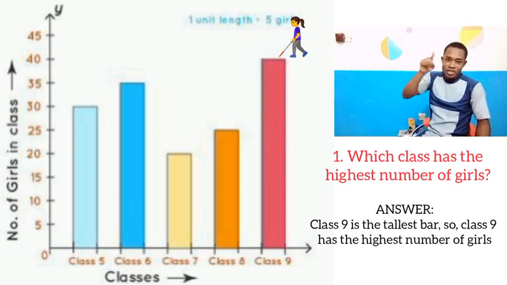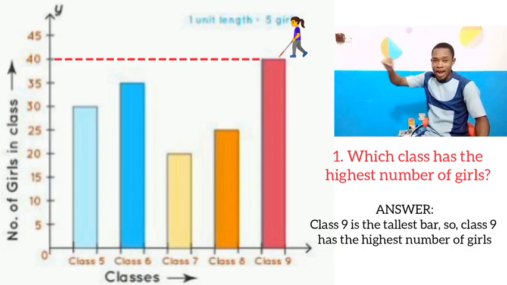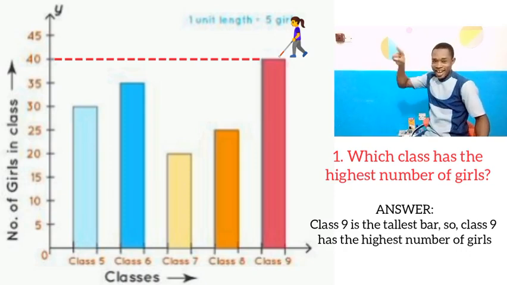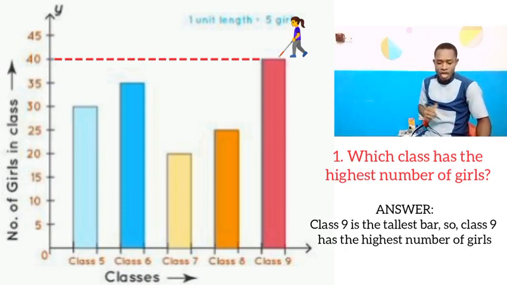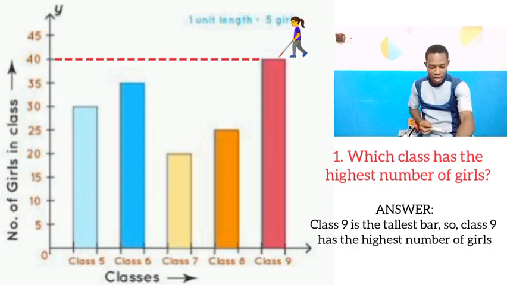Now if you look at it, let us trace from the top of that class 9 bar. Let us take that line to the vertical axis now, to the y-axis. If you look at it, it has been traced with that red dotted line. And you will notice that class 9 has 40 girls in it, which simply shows that there are 40 girls in class 9.